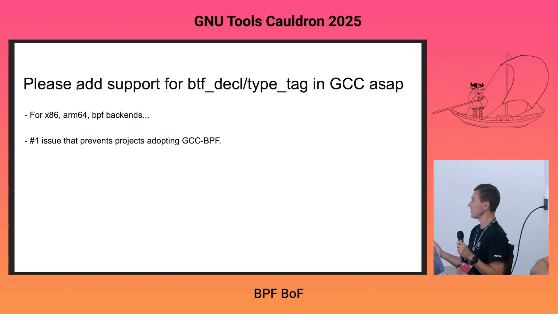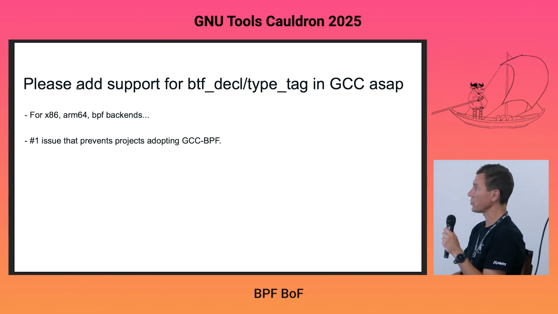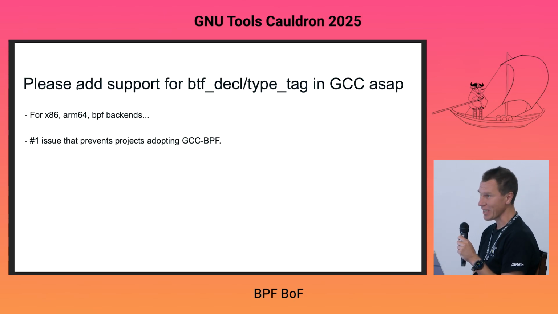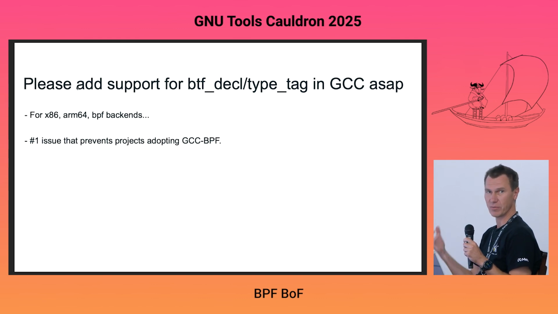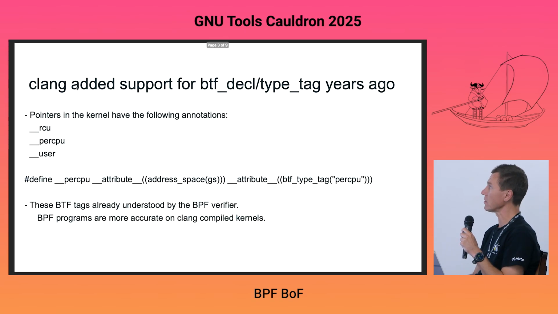Half of the self-tests are failing because this is missing. And why we absolutely need it, and why we were begging you, and screaming at you and yelling at you, do it now, is because we need it for x86 and ARM64. This is not a BPF issue. Somehow, I think people still think that we need it for BPF. We need it for the kernel, for it to emit tags for GCC, for x86 and ARM and other architectures. Why? Clang added support for this years ago.